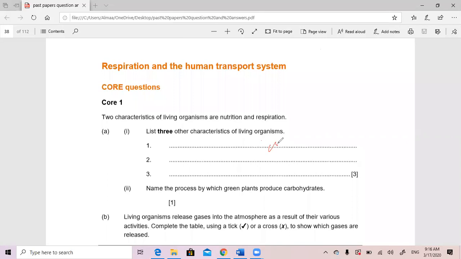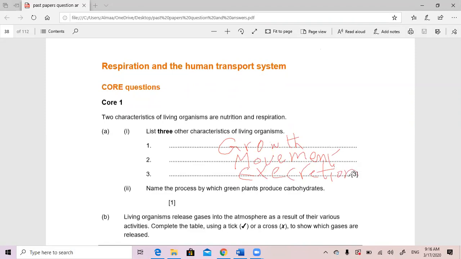That is number one. We said growth. Thanks, Salman. Okay. Growth. Number two, movement. We choose just two. Movement. Number three, excretion.